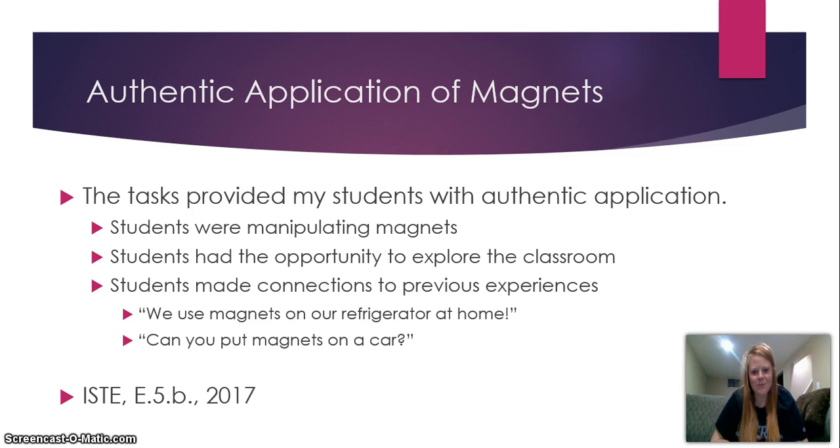They were able to make connections with previous experiences, like, hey, we put magnets on our refrigerator. Or, can you put magnets on a car? They were trying to think through things like, well, this looks metal, or my fridge doesn't look metal, it's white, but the magnet sticks, I wonder why. And just the questions they were coming up with, it was really neat to see their brains working, because so much of our world seems to be implicit or unexplained, and to see them trying to explain it was kind of fun. And that fit in with ISTE standard 5B with authentic application.